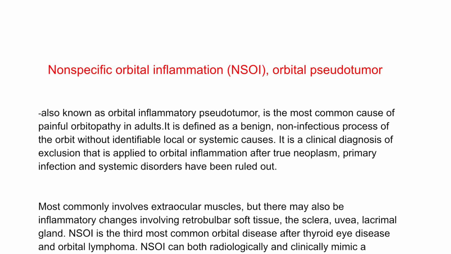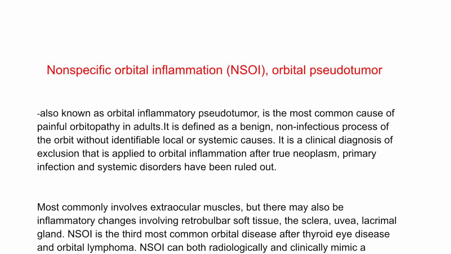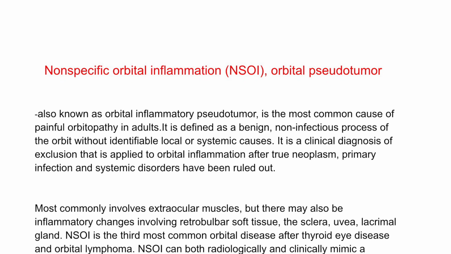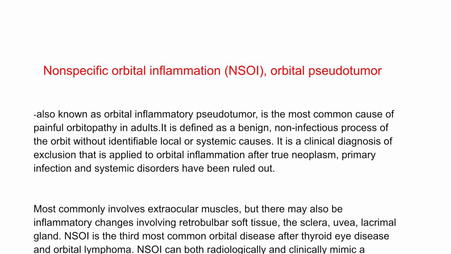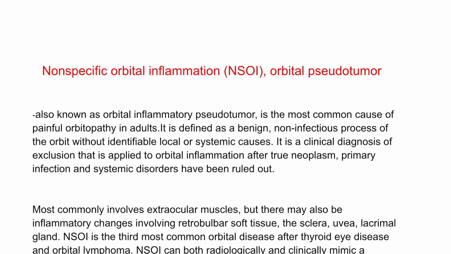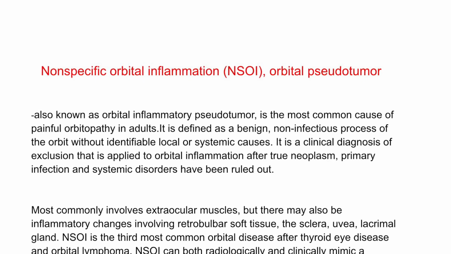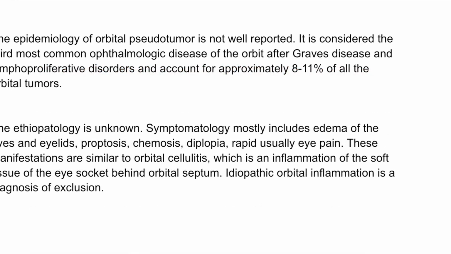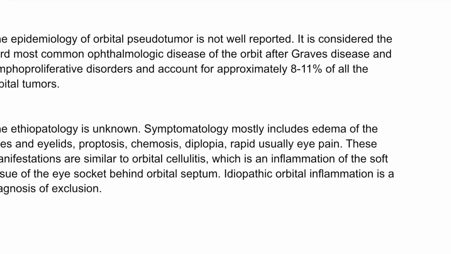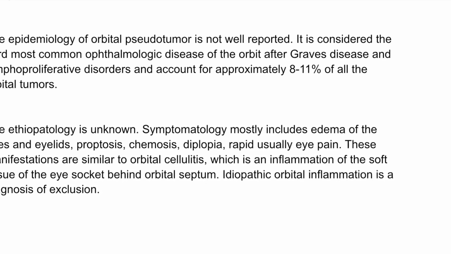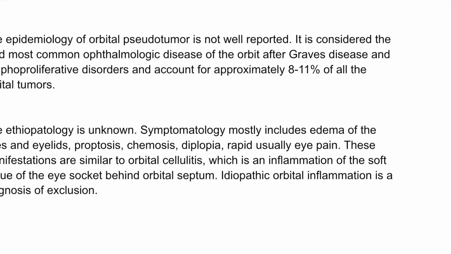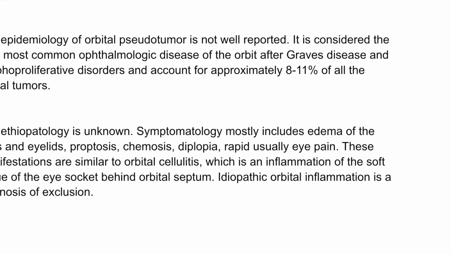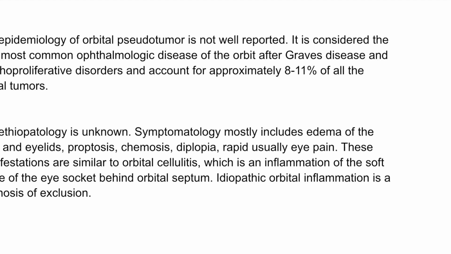Most commonly this involves the extraocular muscles, then it can involve retroorbital soft tissue, sclera, uvea, and lacrimal gland involvement may be there. This is the third most common cause of orbital disease after thyroid eye disease and orbital lymphoma. So the most common differential diagnoses of this pseudotumor will be thyroid eye disease and orbital lymphoma. And this tumor may mimic primary tumors like rhabdomyosarcoma and lymphoma. So you have to exclude primary tumors, thyroid eye disease, and orbital lymphoma.